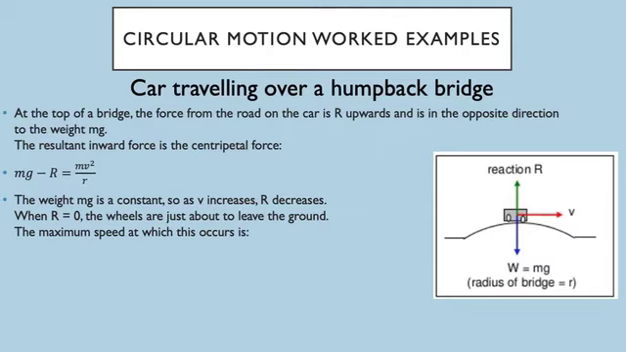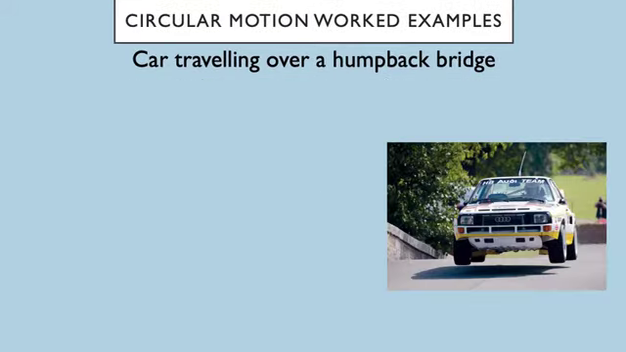So the weight, mg, is constant, so as v increases, the reaction force will decrease. When the reaction force R equals 0, the wheels are just about to leave the ground. The maximum speed at which this occurs is going to be mv squared over r take away mg. So we've got R as 0 in this case down here. So mv squared over r equals mg, and so we can work out v by using the square root of rg.